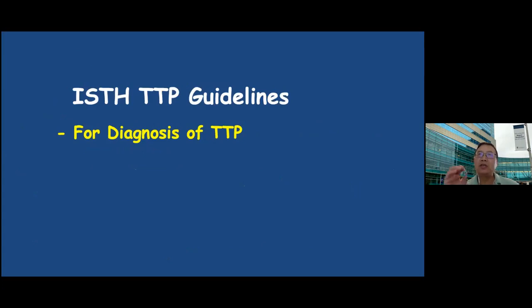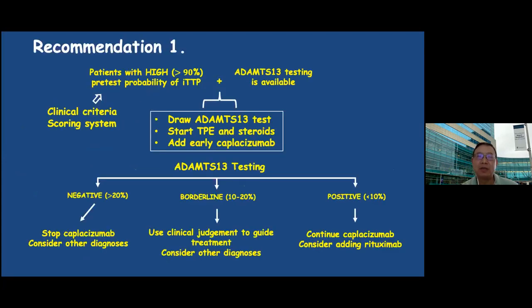So now I'm going to touch a little bit on several recommendations that we put forward for diagnosis and treatment. The first is about diagnosis. We came up with 3 different recommendations. Recommendation 1 tells you that if you have ADAMTS13 test capability, and the patient has a high probability of TTP based on clinical findings like platelet count, schistocytes, LDH, and so forth, then the panel recommends you draw ADAMTS13, but you don't wait for the result. You start plasma exchange right away.